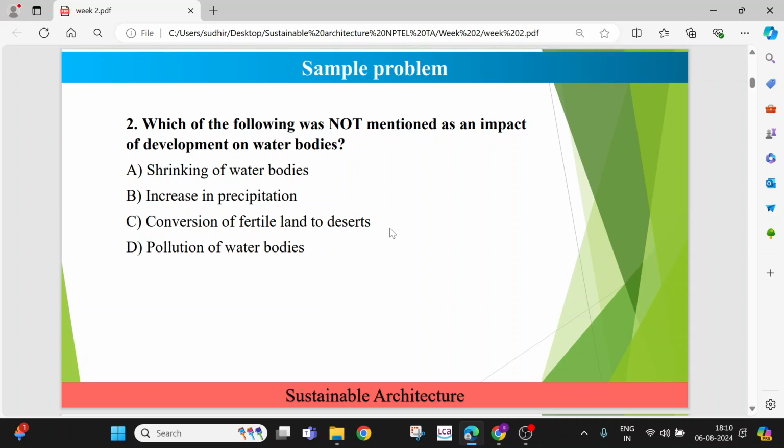Okay. So for this one, the impacts of the development on water bodies include shrinkage, conversion of fertile lands to deserts, and pollution. These issues result from various factors such as deforestation, urbanization, and improper waste disposal, as is well explained in the lecture videos. So an increase in the precipitation was not mentioned as an impact of development in the provided lectures. So the most appropriate answer will be option B, increase in the precipitation. The rest of the options are regarded as impacts of development on water bodies.